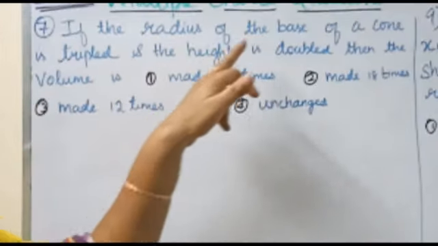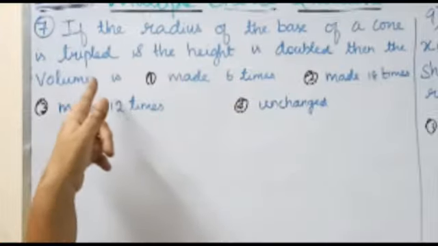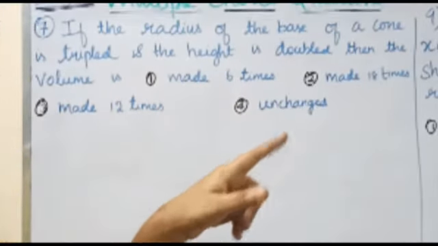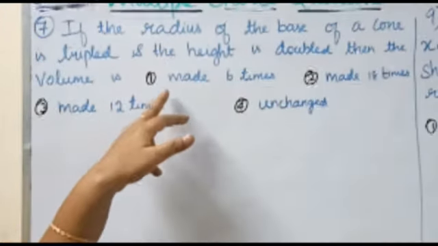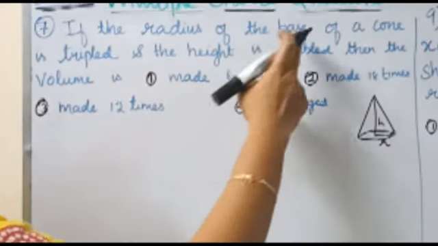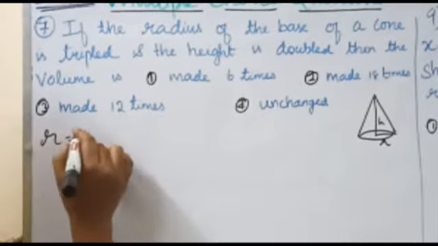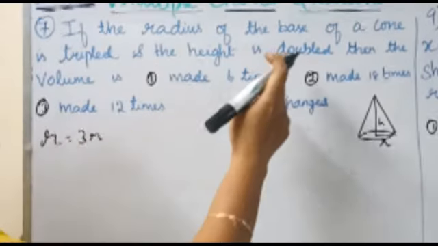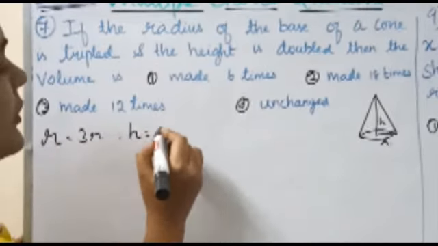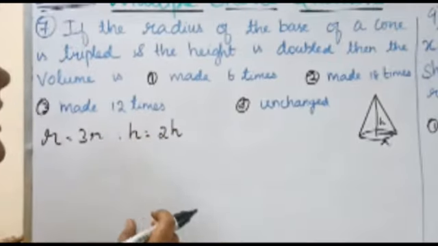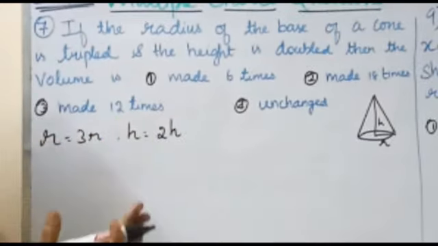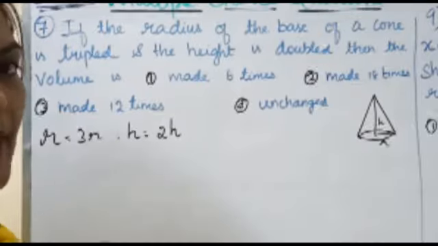If the radius of the base of a cone is tripled and the height is doubled, then the volume is... they give 4 options. The radius is tripled, that is r becomes 3 times r. And height is doubled, h becomes 2 times h. If you substitute the values like this, how many times will the volume increase?